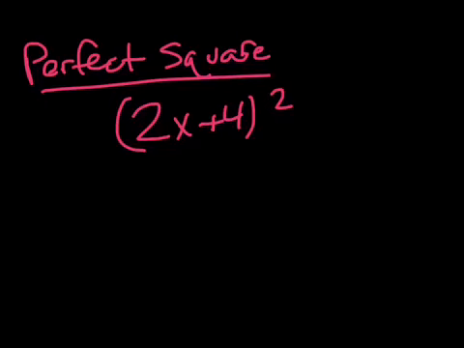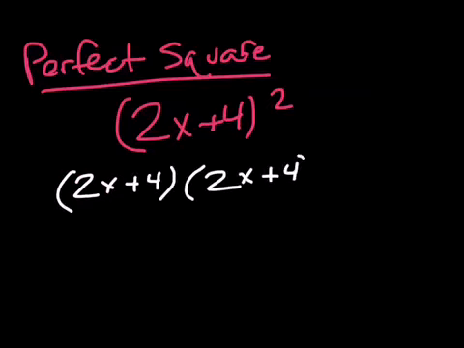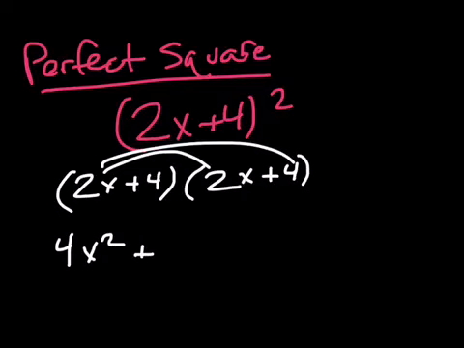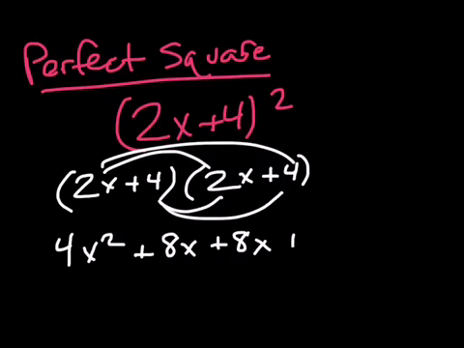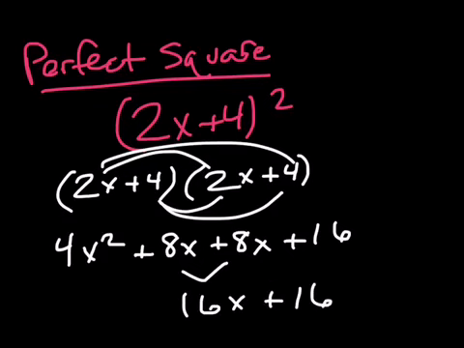So first of all, perfect squares. This is an example of a perfect square. 2x plus 4 squared would just be 2x plus 4 times 2x plus 4. Now we can simplify this, we can distribute. That's 4x squared, 8x, 8x, and 16. When we combine our like terms, we get 4x squared plus 16x plus 16.